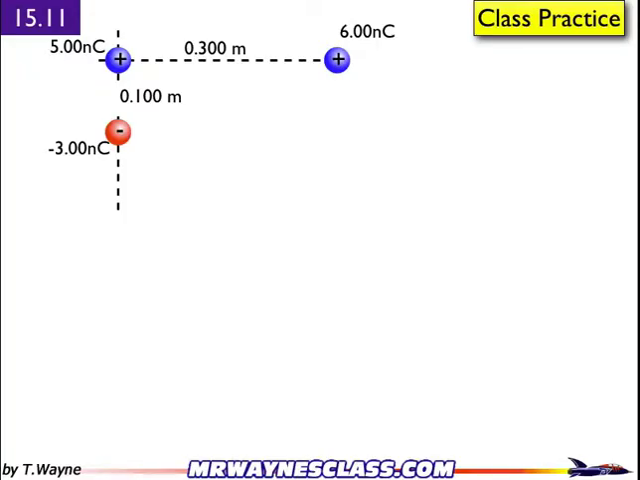This video is going to show you the solution to one of the class practice problems, 1511. In the problem, we had three particles: 6 nanocoulombs, a positive 5 nanocoulombs, and negative 3 nanocoulombs. The goal was to find out what the net force was on the 5 nanocoulomb particle. Notice the nC, that's nanocoulomb, that's 10 to the minus 9 coulombs.